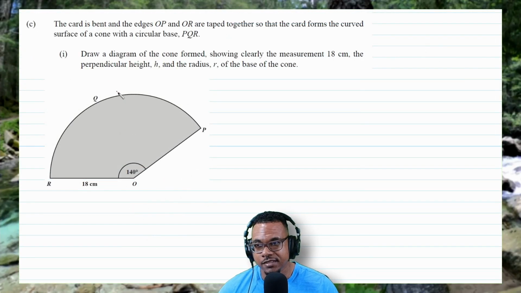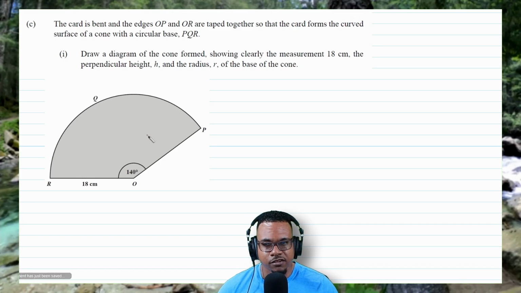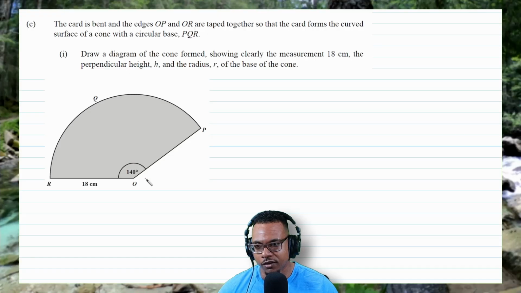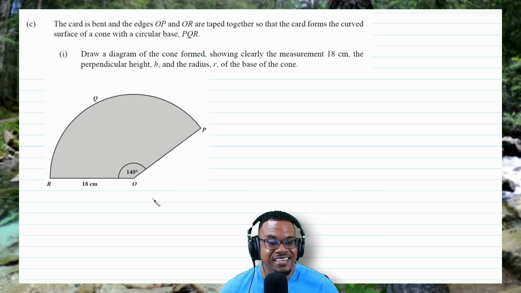For part C, we have that the card is bent and the edge OP, so that's OP here, which is the radius, and OR are taped together, so OR is here, so that the card forms a curved surface of a cone. You know the net of a cone is a sector, and of course the base of the cone is a circle. For this sector, the length of the arc of the sector is equal to the circumference of the circle, and the radius is equal to the slant height of the cone.